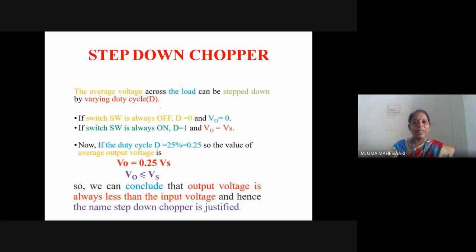And here you can see that whenever we take the duty cycle D as 25 percent, that is 0.25, we substitute in the output voltage expression obtained. V output is equal to alpha into Vs, alpha or D substituted as 0.25, into Vs. So we are able to understand that the output voltage is lesser than the source voltage for different values of duty cycle in case of a step down chopper. So we conclude that output voltage is always less than the input voltage, and hence we name it step down chopper. Thank you everyone.